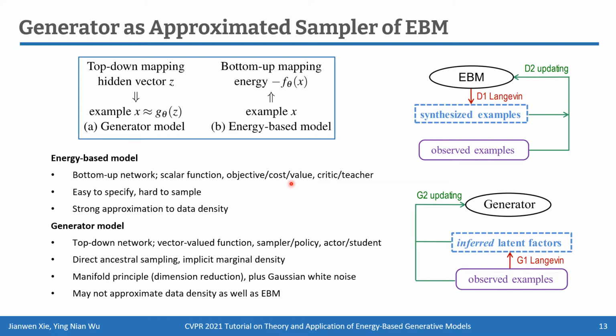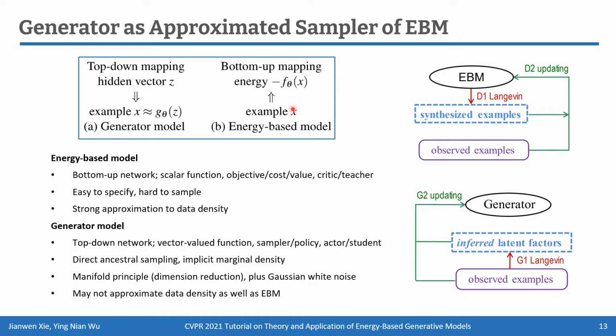So as I mentioned, this energy function is easy to specify and easy to learn. However, we know that it is very difficult to sample fair samples, examples from the energy-based model. And because we specify this f directly, it is an explicit approximation to the data density, and oftentimes it gives us a very strong approximation to the data density.